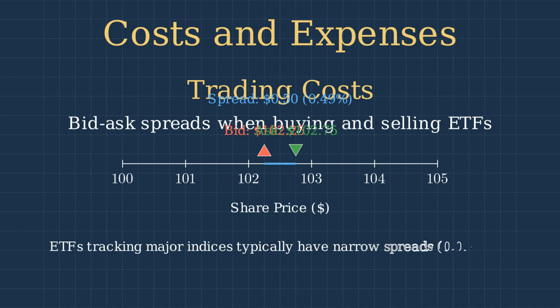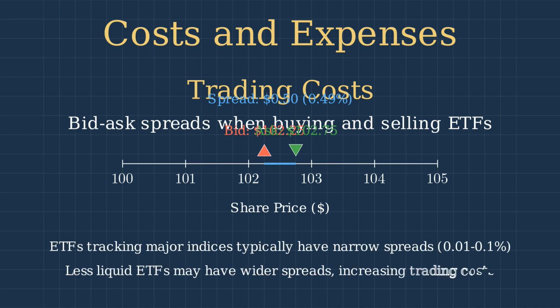ETFs tracking major indices typically have very narrow spreads, often between 0.01% and 0.1%. However, less liquid ETFs may have wider spreads, which can significantly increase your trading costs.